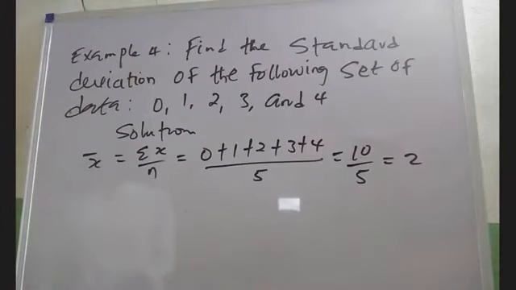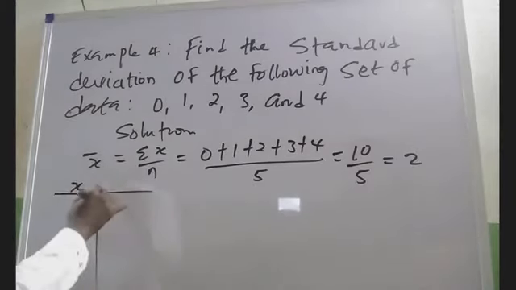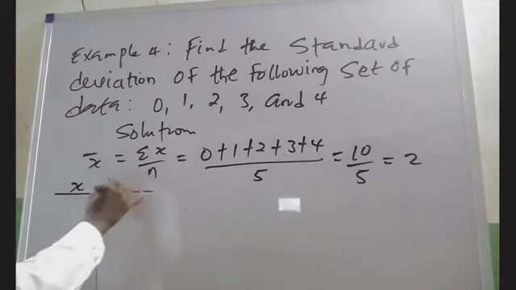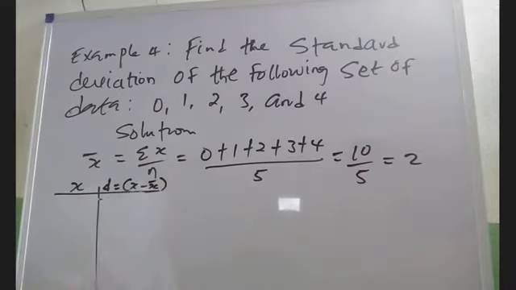The next thing is to find the deviation. Let's just draw a little table. This is our x. This is our d, which is equal to x minus x bar. So for x, you have 0, 1, 2, 3, 4.